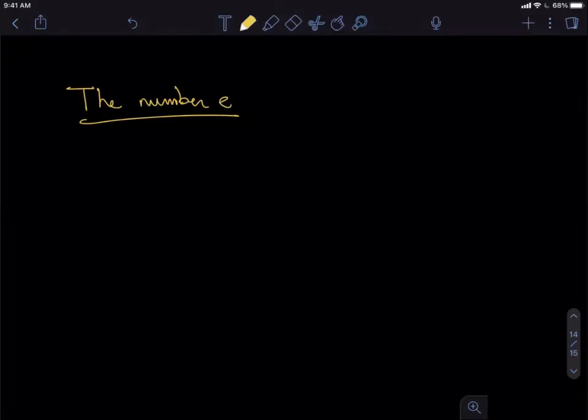Let us discuss the number e. So what is the definition of the number e? The definition we are going to work with is that e is the series, the sum of 1 over n factorial, n from 0 to infinity.